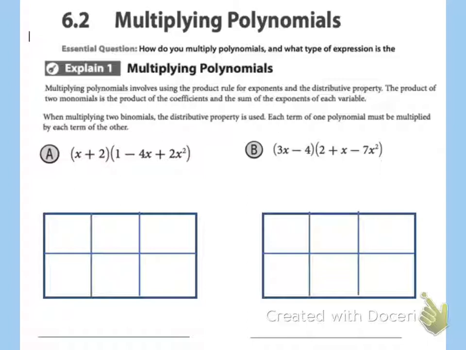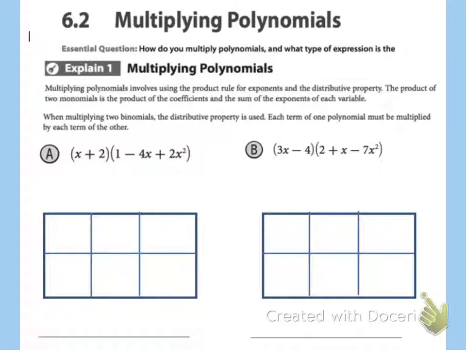So join me for lesson 6 too. So that's exactly what our essential question is: how do you multiply polynomials, and what kind of expression is the product? One of the words got cut off there, but what kind of expression is the product?